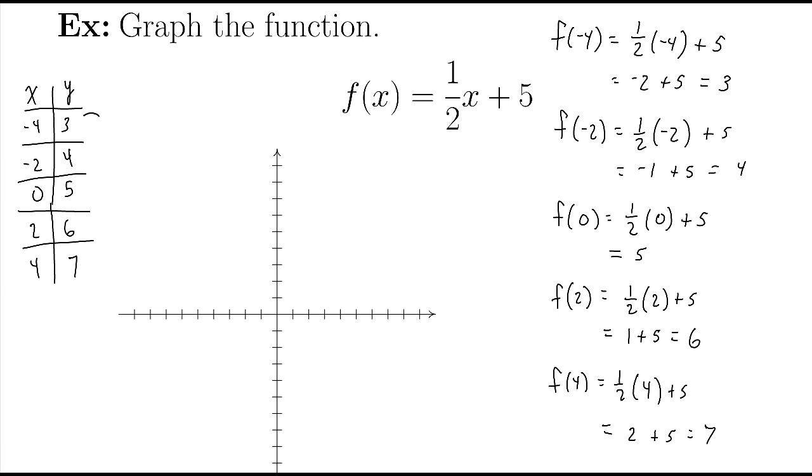Okay, so these all represent my ordered pairs, so I'm going to plot them. -4, 3. -2, 4. Try that again. About right there. 0, 5. 2, 6. 4, 7. Okay, these all fall along a straight line.